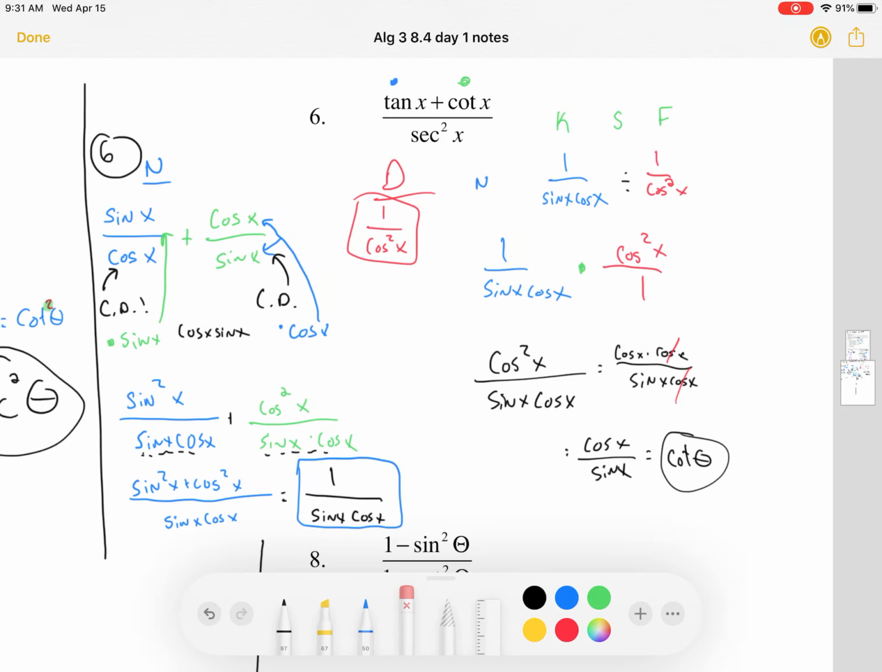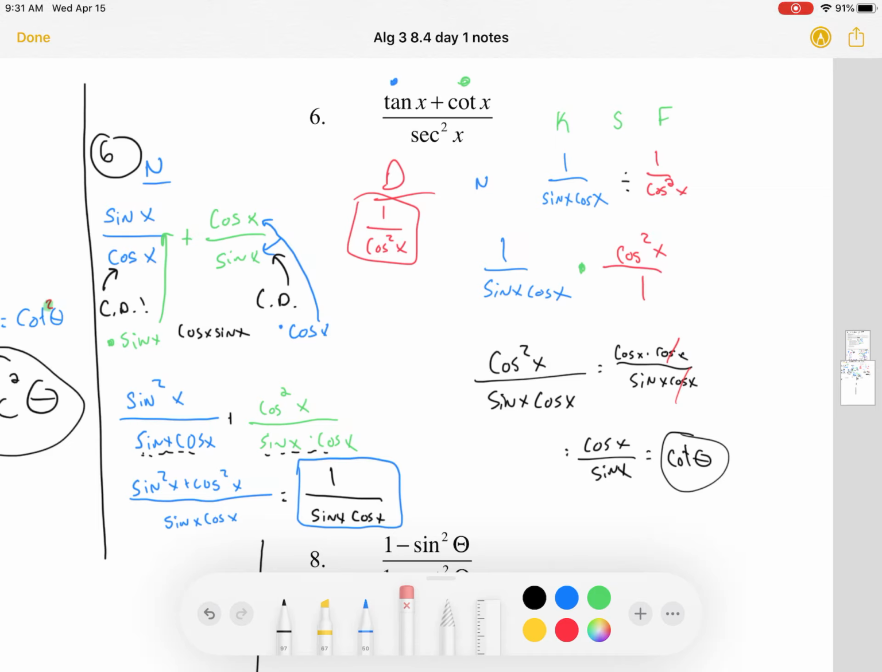Went back to my trig relationship sheet and remembered that sine squared x plus cosine squared x is the Pythagorean relationship, and that reduces down to 1. Now it's 1 over sine of x cosine of x. From there, I reduce my denominator. Secant squared is 1 over cosine squared. I keep, switch, flip my fraction, crossed out what I could, and was left with cotangent of theta.